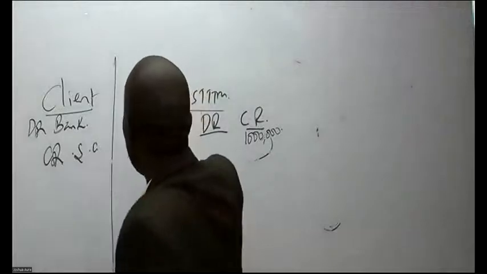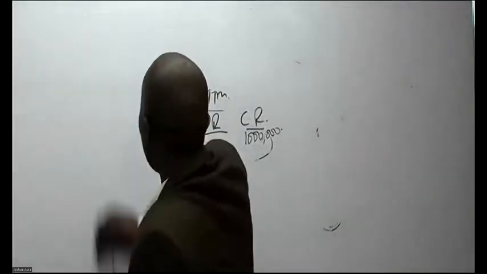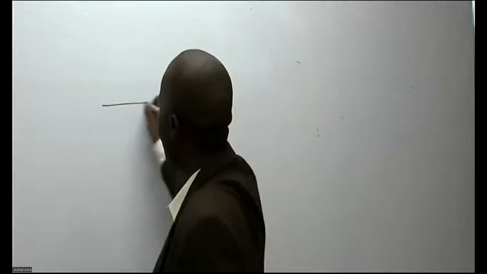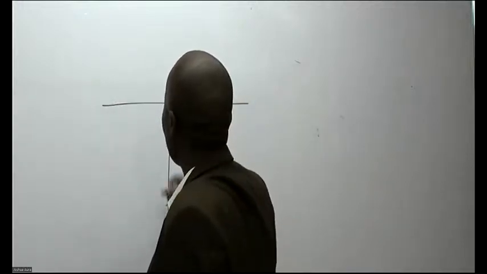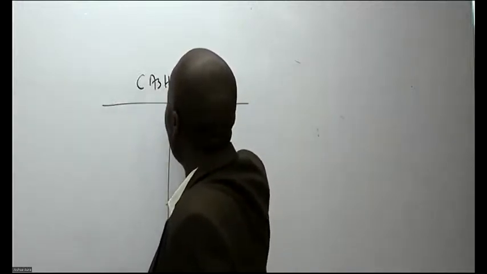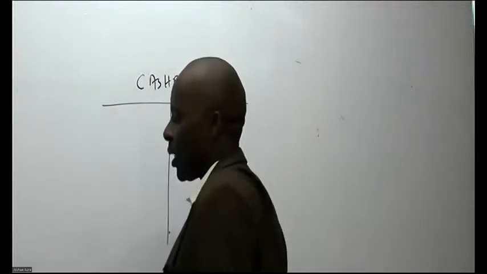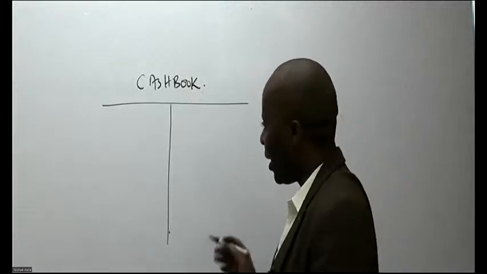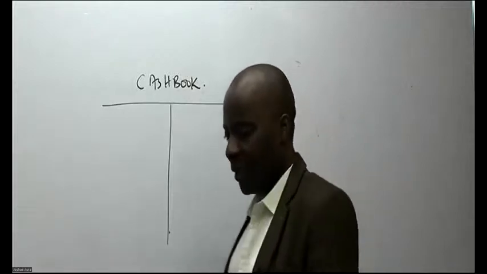First of all, you start with your cash book. You could decide to pass journals, or if you're doing it manually, always, ladies and gentlemen, use a T account. Cash book. So this is the cash book, like that. All right. So this cash book, debit, credit, right?